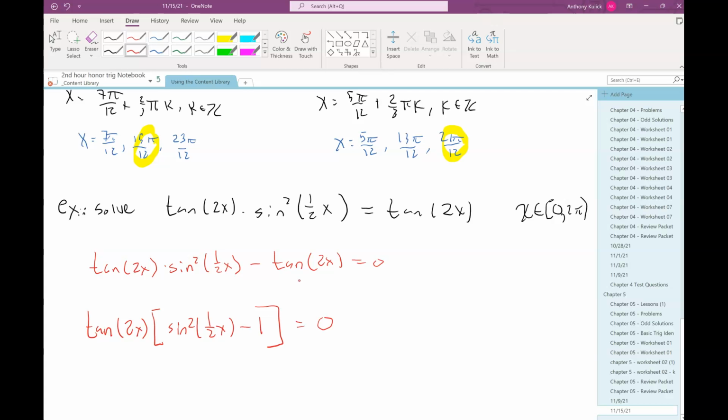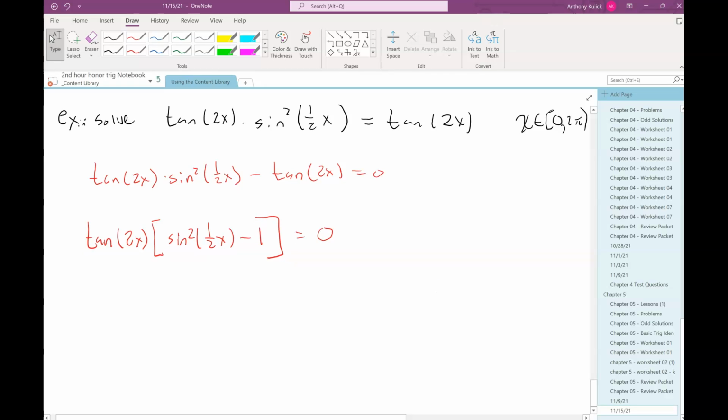So far, so good? Now what? I can apply the zero product property here and separate each of these factors into their own equation.